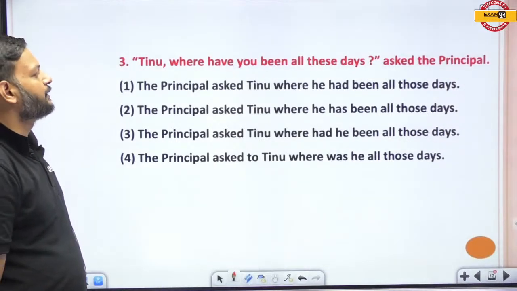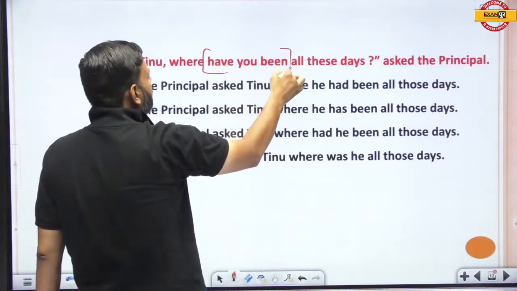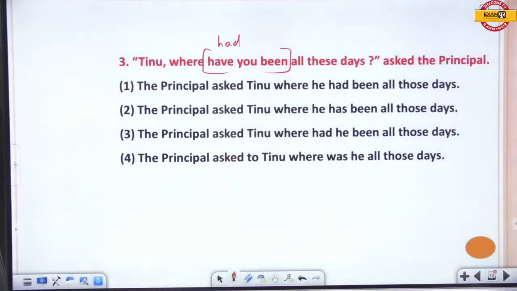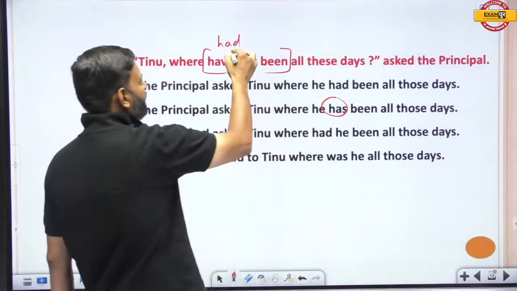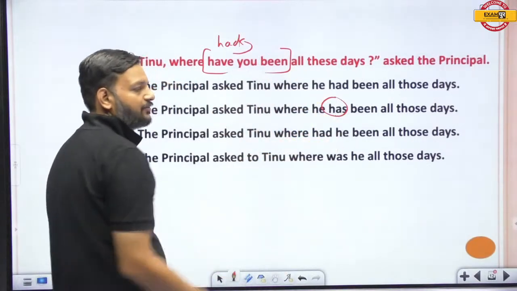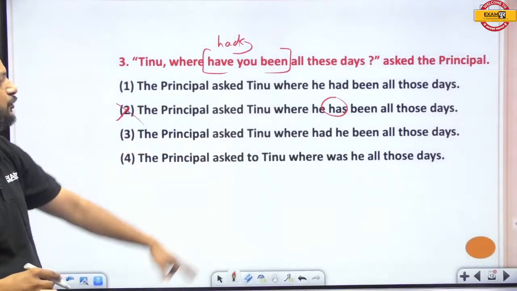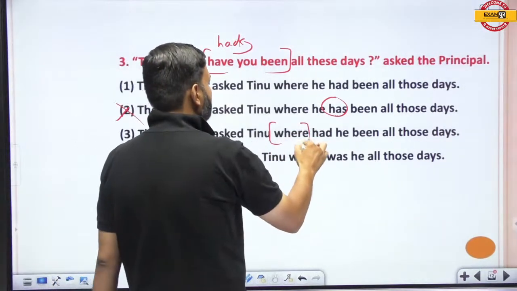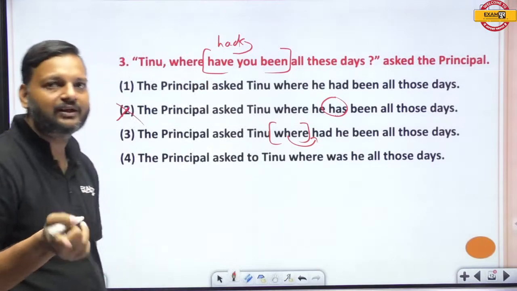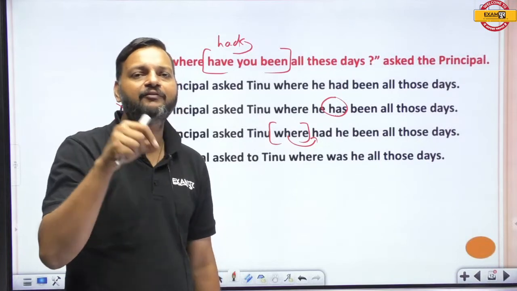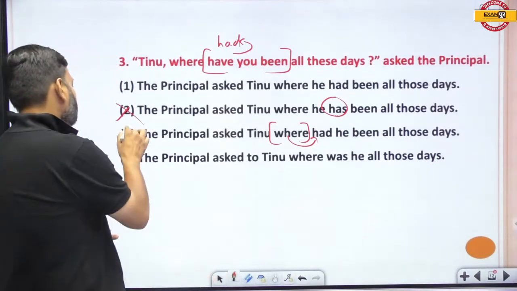So Tinu, where have you been? So here we have you been. It must be changed into had. Have must be changed to had. So the principal asked Tinu where he had been all those days. The principal asked Tinu where he has. So here we have has. As we know that present must be changed into past, but here the tense is the same as in the direct sentence. So eliminate this option. The principal asked Tinu where had he. So again, after WH word you cannot write helping verb in indirect sentence. Remember one thing, in indirect sentence you cannot write helping verb after WH word. It is not permissible. So eliminate this as well.